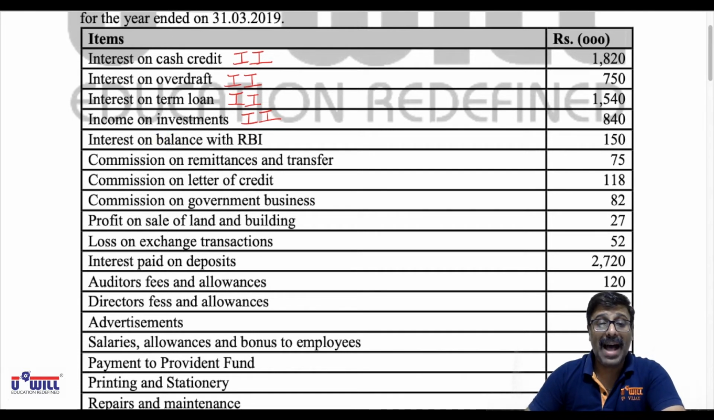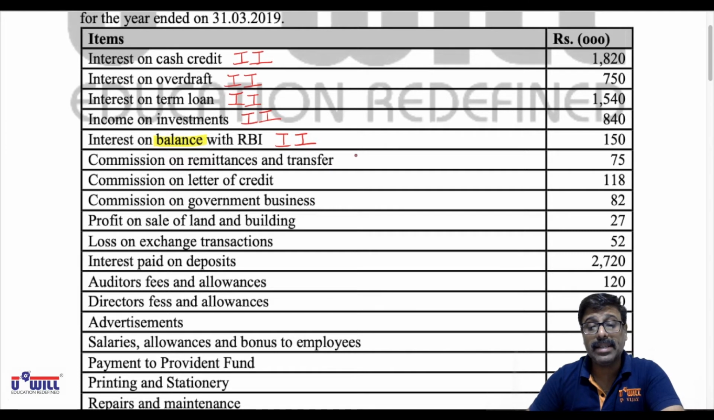Now, interest on balance with RBI. Mark this, balance is important. Just now I discussed in today's lecture itself that if they say balance, then you write it in interest income. If they say borrowings, then you write it in interest expense. This is balance with RBI, so interest income.